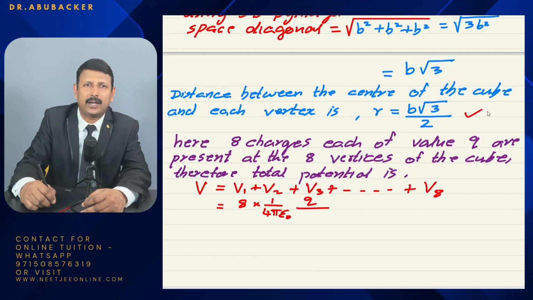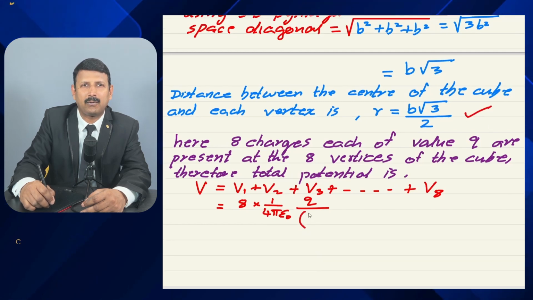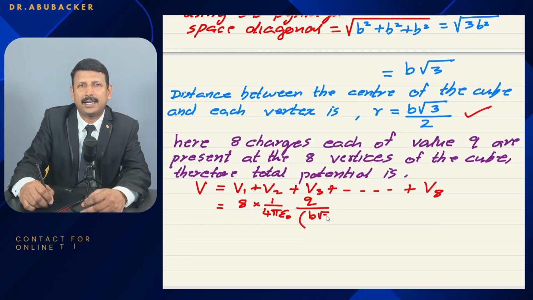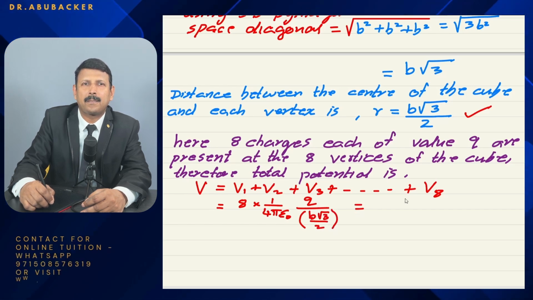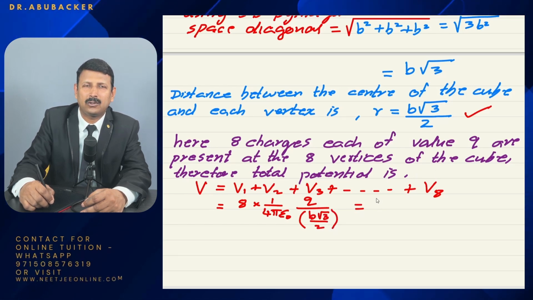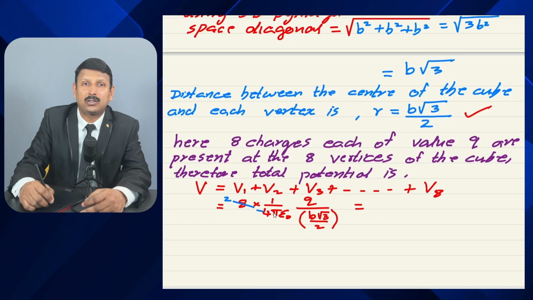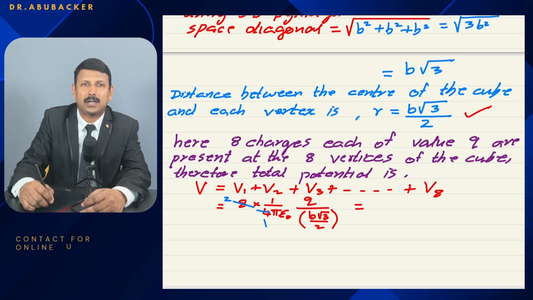There are 8 charges. So 8 into 1 by 4 pi epsilon 0 q divided by the distance between the corner and the center. What is that? b root 3 divided by 2. Yeah. And now the time to simplify. You can see in the numerator there is an 8, in the denominator there is a 4. Also there is a 2, b root 3 by 2, that will come to the numerator later. Okay, so cancellation finished now.